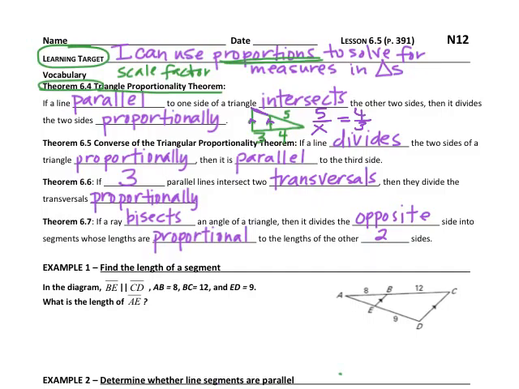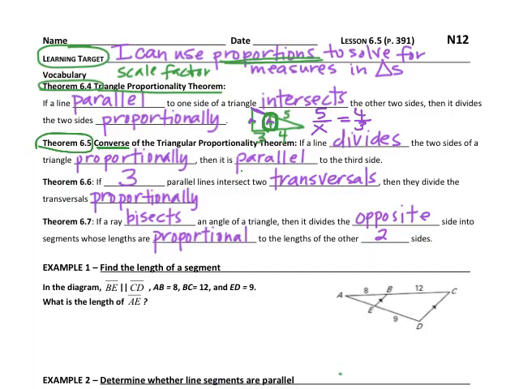And then the second theorem is theorem 6.5, which is the reverse of what we just said. Remember, the word converse just means we're reversing it. So if a line divides the two sides of a triangle proportionally, then it is parallel to the third side. So if we know all of these side lengths, we could find out if this particular segment is parallel to the third side, if when we cross multiply we get the same result. We're going to look at that one as well.